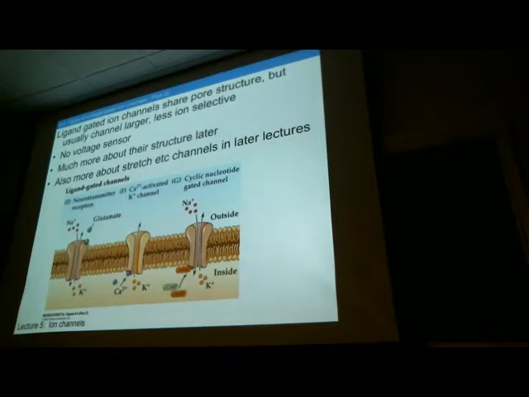On the other hand, one difference between these and the ligand-gated channels, besides the fact that the ligand-gated ones open only when they have the right ligand, is that the ligand-gated channels tend to be a little less selective, and we'll talk about that a lot more when we talk about synapses, because it has consequences for the electrical properties. And we're not even going to talk about stretch channels today. All right, so this is all in your textbook.